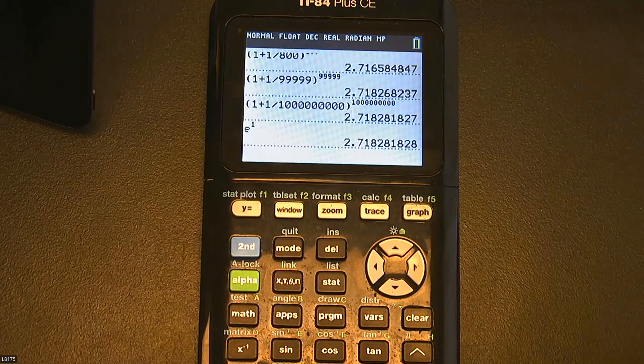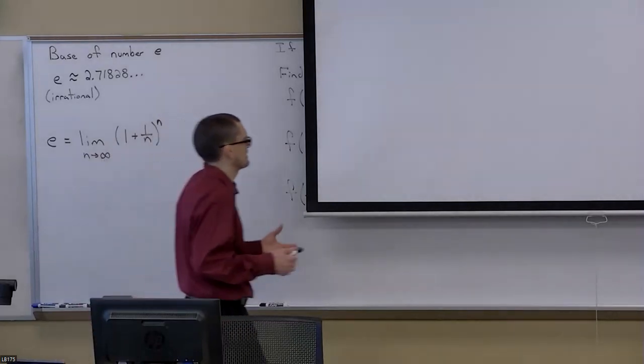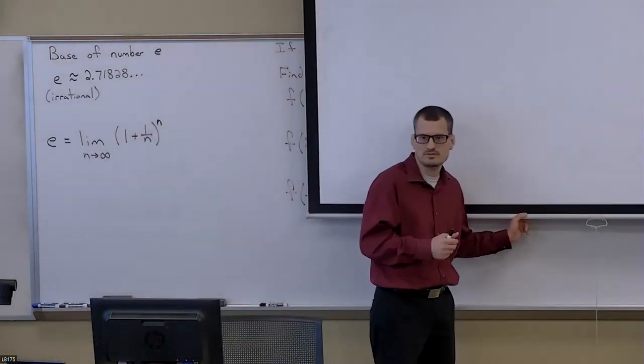Like E to the first, right? Getting closer and closer and closer to that. So that's what we mean. We mean as that n gets bigger and bigger and bigger, this value, whatever it happens to be, gets closer to the E. So that's the idea. That's what this number E is. That's where it comes from.